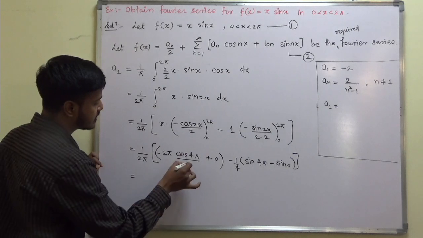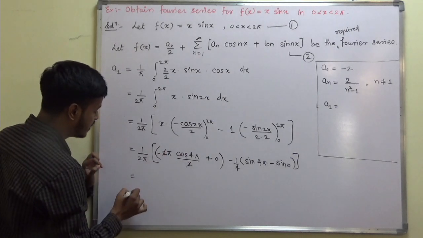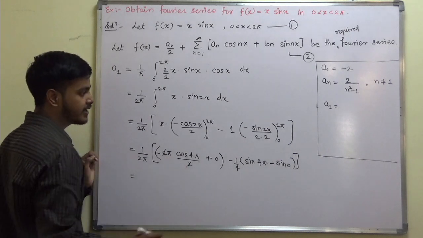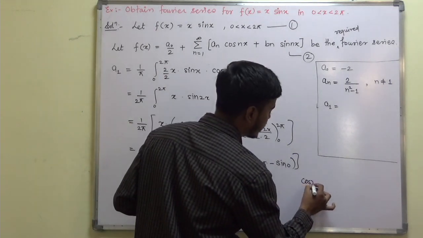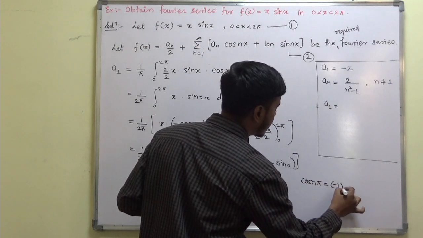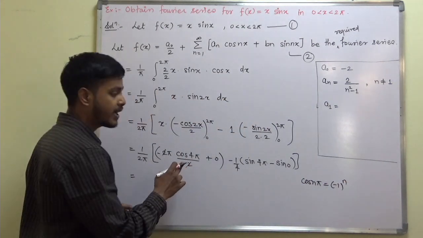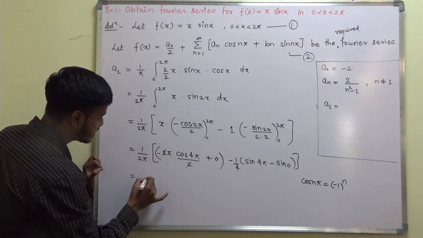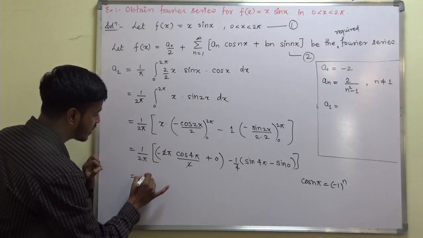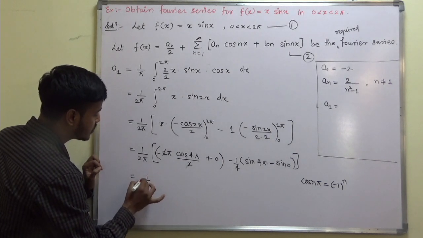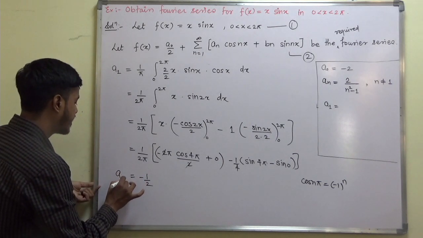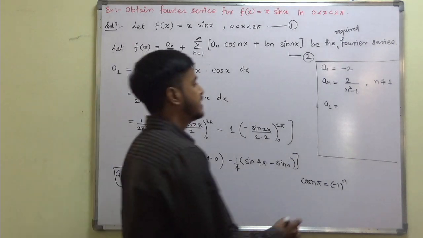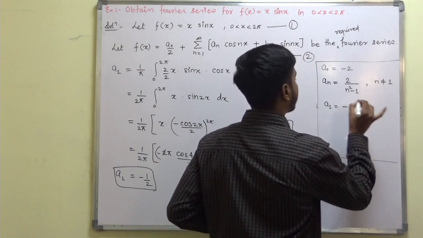You can directly write 0 also, no need to specify all this thing. So now this 2 gets cancelled with this 2, this pi gets cancelled with this pi. Cos 4 pi, what is cos n pi? Cos n pi is minus 1 to the power n. So cos 4 pi is minus 1 to the power 4, that is plus 1. So this gets cancelled and we remain with 1 by 2 with negative sign. That's my A1. So A1 comes out to be minus 1 by 2.